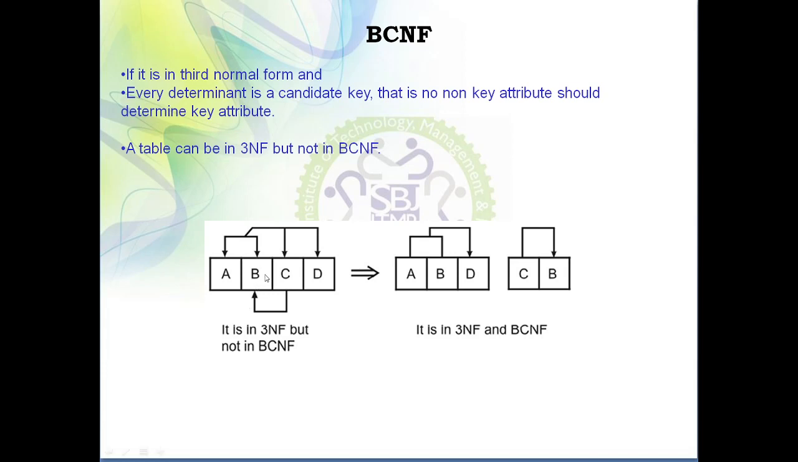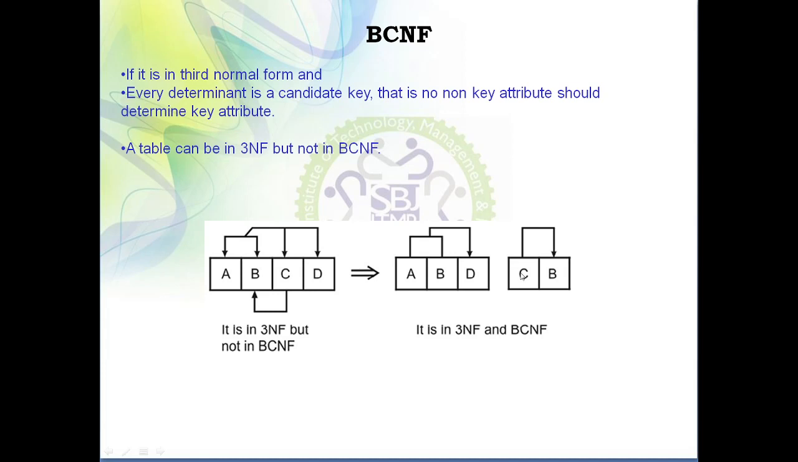So ultimately what is the solution? Decomposition. Perform decomposition. Here we decompose this into ABD and CB. After decomposition, C is not able to find the value of B as a non-key attribute. C can find the value of B, but only by means of a primary key, that is, as a key attribute. In this case C acts as a non-key attribute, but in the decomposed table C acts as a key attribute. Key attribute means what? Primary key.